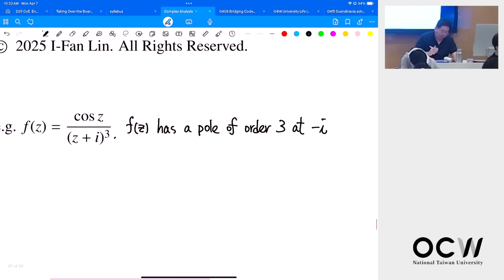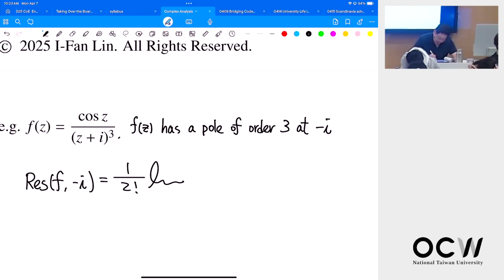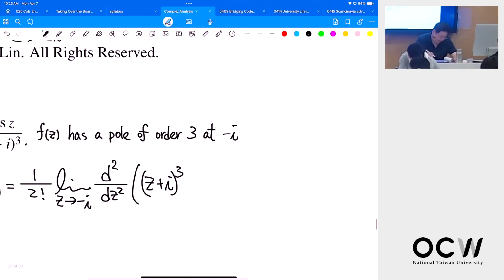Then we can get the residue. It will be 1 over 2 factorial, limit z goes to minus i, and I take the derivative, and times z plus i cubed, so that I can cancel out the denominator.